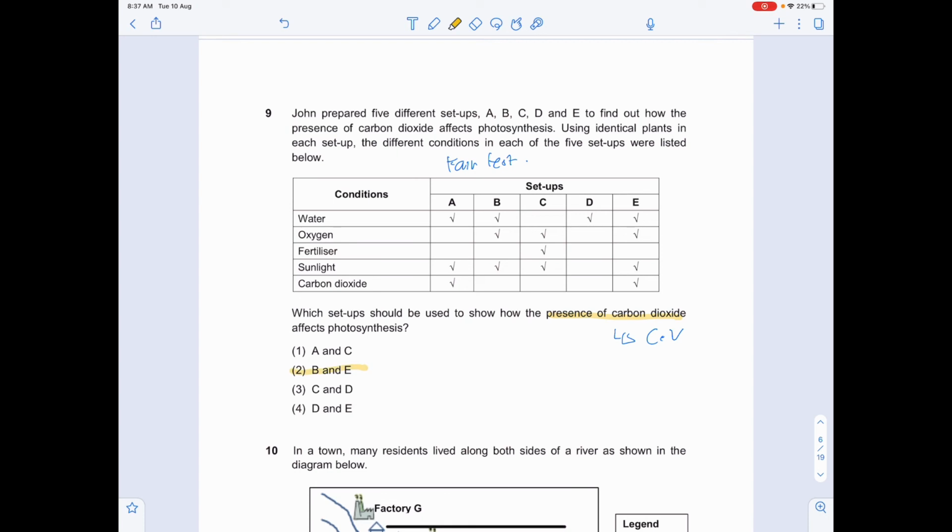Why is that the case? Let's take a look. So B and E. Let me just go ahead and highlight this, B and E. If you look at these two, everything else is the same. B has water, E has water, oxygen in B, oxygen for E. There's no fertilizer for B, no fertilizer for E. Sunlight for B, sunlight for E. And no carbon dioxide for B, but carbon dioxide for E. So the only one that is different is the carbon dioxide, and this is the one that we should be looking at.